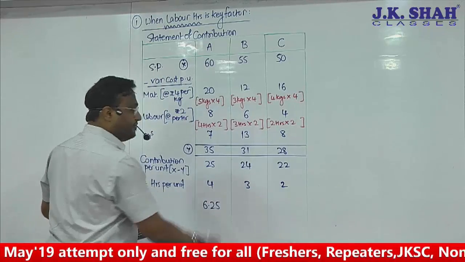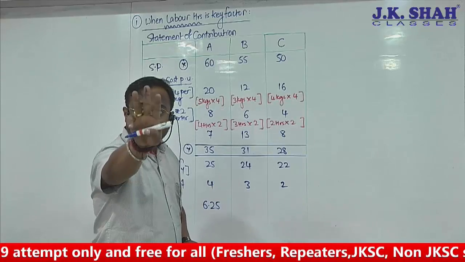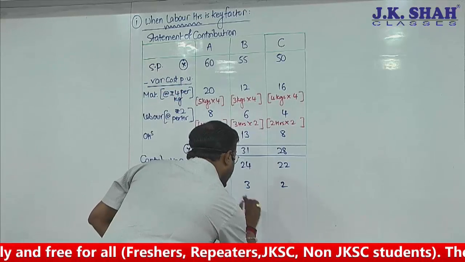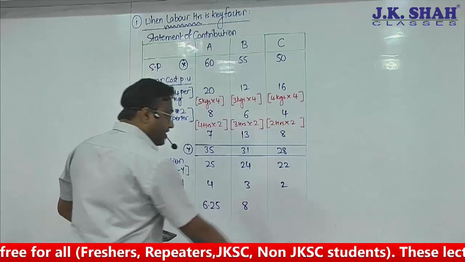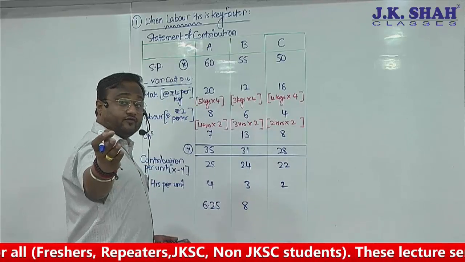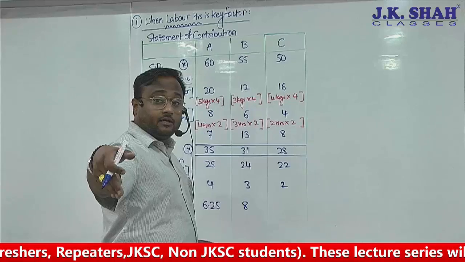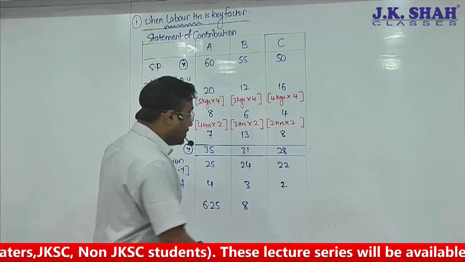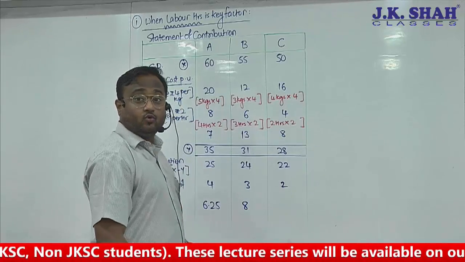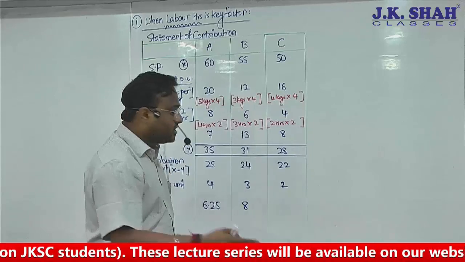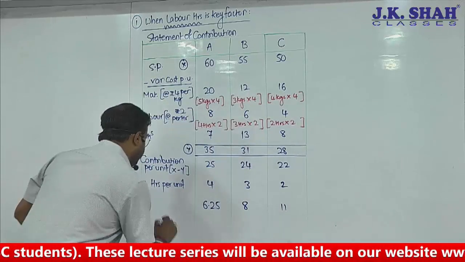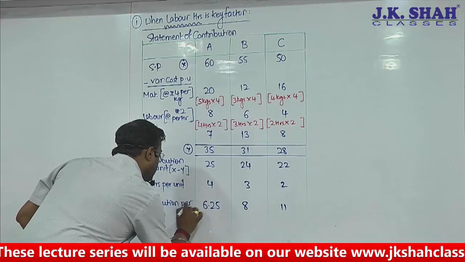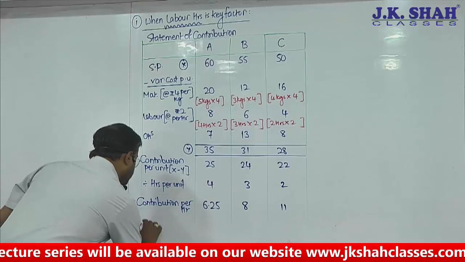I work for 3 hours, I get 1 unit of B. That 1 unit gives me 24. That means to earn 24, I have to work for 3 hours. So my hourly contribution is 8. If I work for 2 hours, I produce 1 unit of C. 1 unit gives you 22, that means within 2 hours you are earning 22. Guys, you must have realized that whatever may be the contribution per unit, your contribution per hour gives you a different ranking.